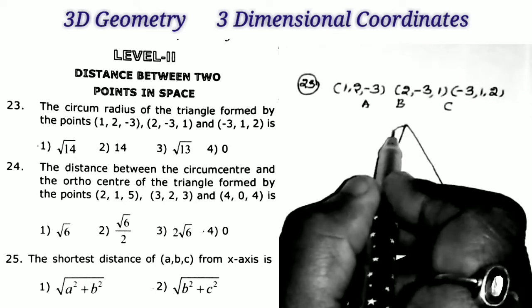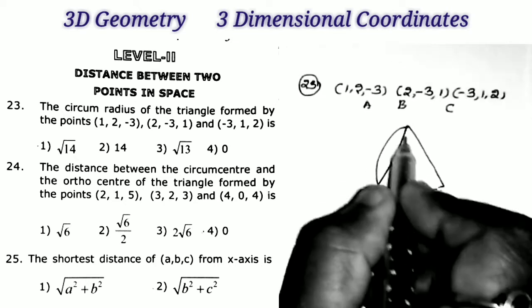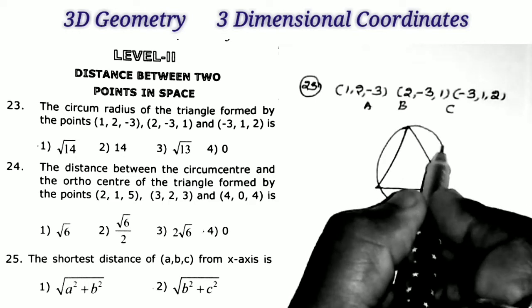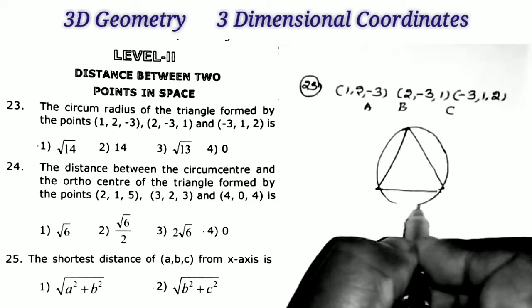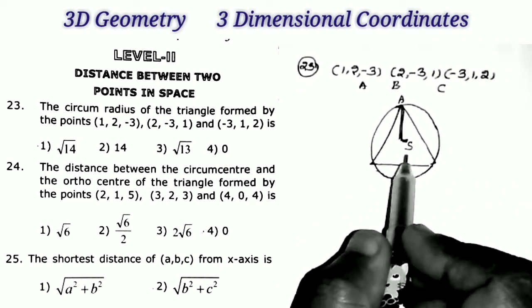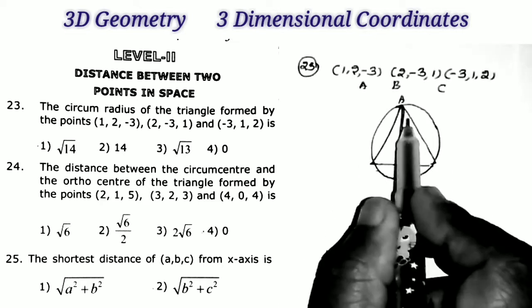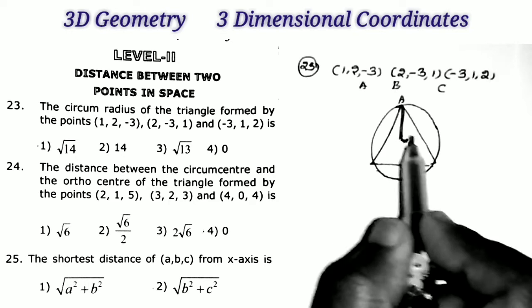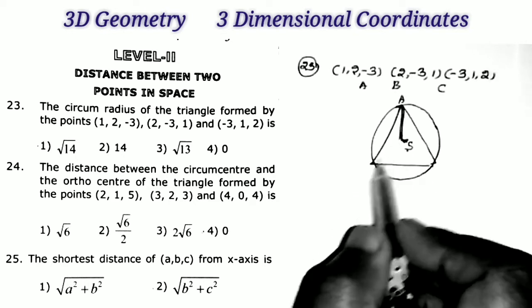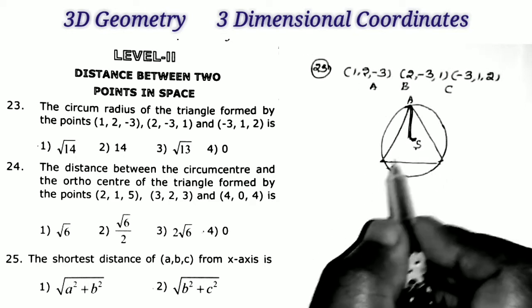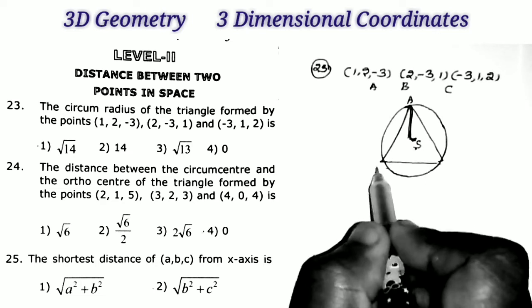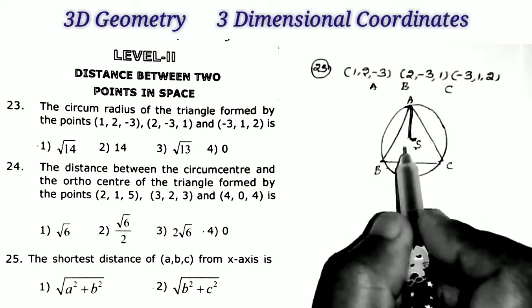Circumradius. What is the circumcircle? This is the circumcircle, which passes through the 3 vertices of a triangle. This is the circumcenter, S, and SA is the circumradius, the distance from the circumcenter to any of the 3 vertices. Here all the 3 distances are equal: SA equals SB equals SC. Now, we want this value.